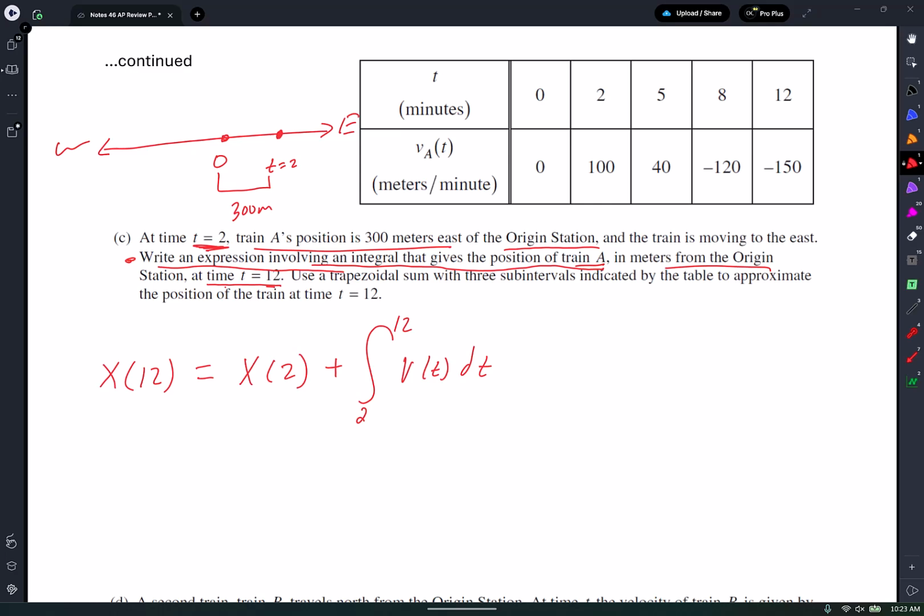What was x of 2? 300. Let's see how hard this is, and we'll see if we figure it out or not. Bracket, what's up? It says right here, train A's position is 300 meters. Then why, so we just don't use the table anymore? The 100 is the velocity.